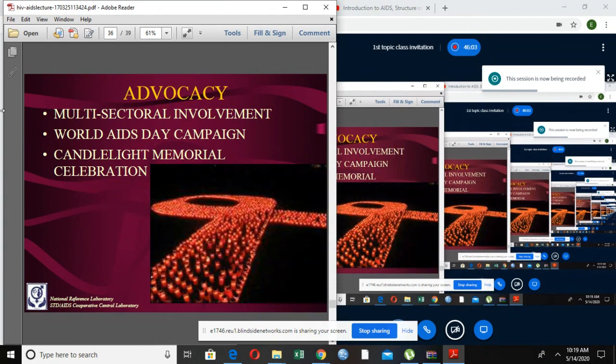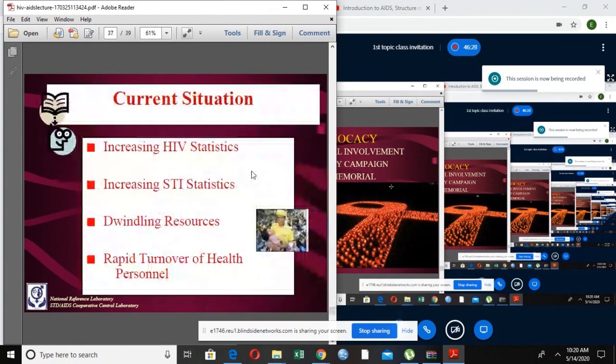Then, how do we advocate for all this? You can use multi-sector involvement, where we are using the media, schools, hospitals, and all cadres that may help us to prevent this spread. We can also advocate for HIV and AIDS through World AIDS Day campaigns and memorial celebrations. So by that, we're advocating against the transmission of HIV and AIDS.